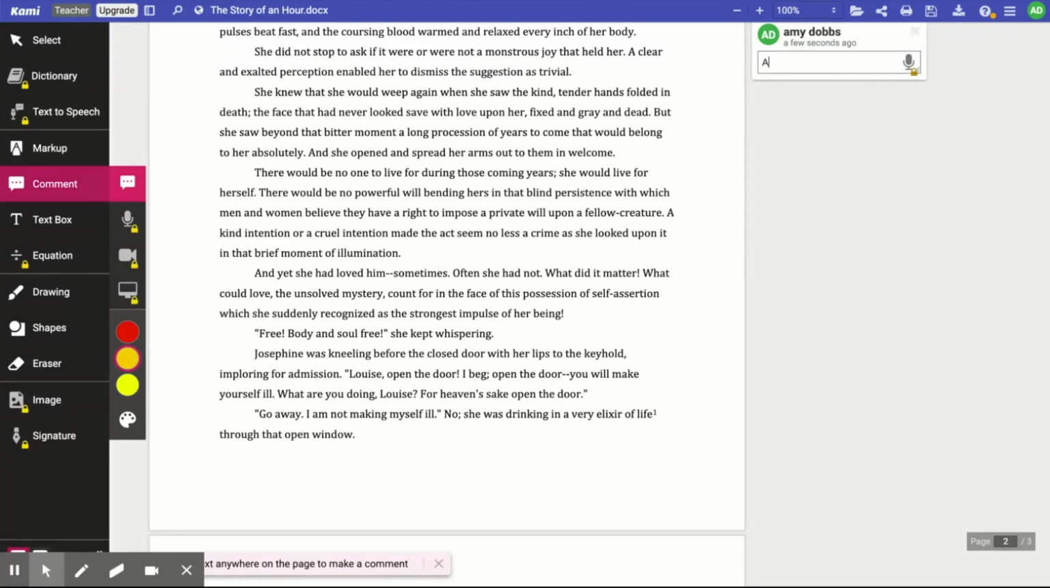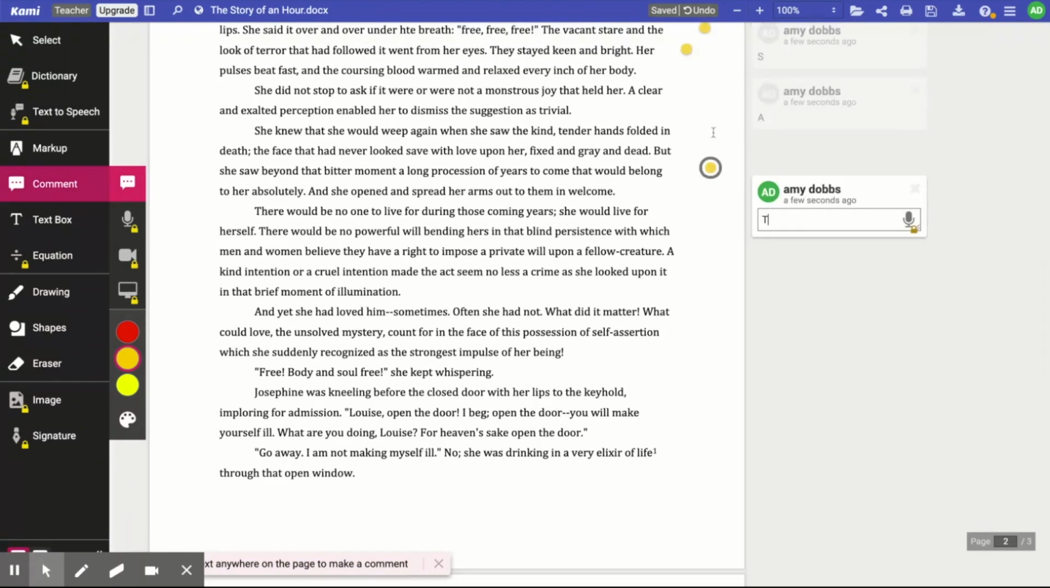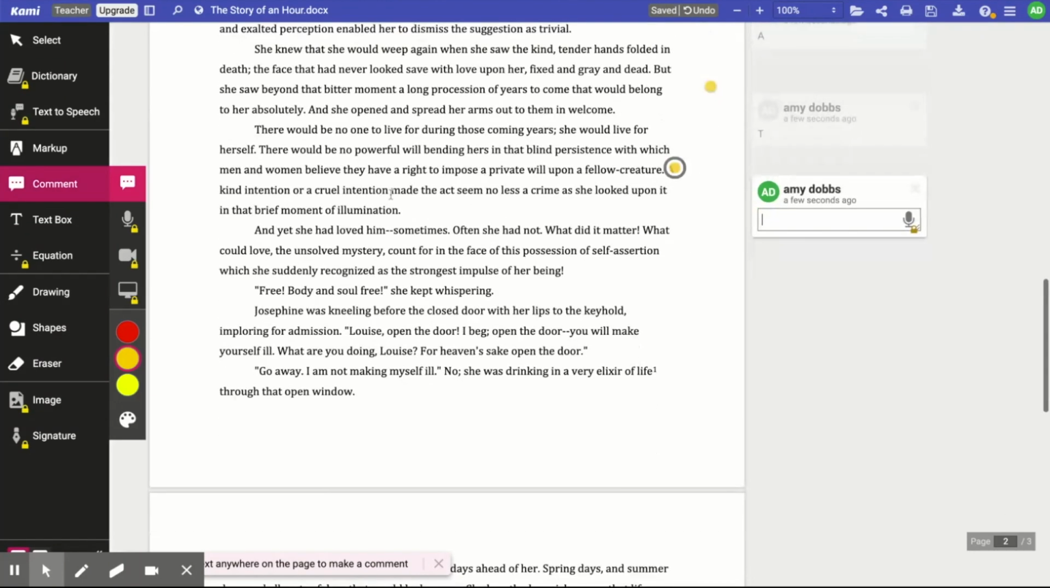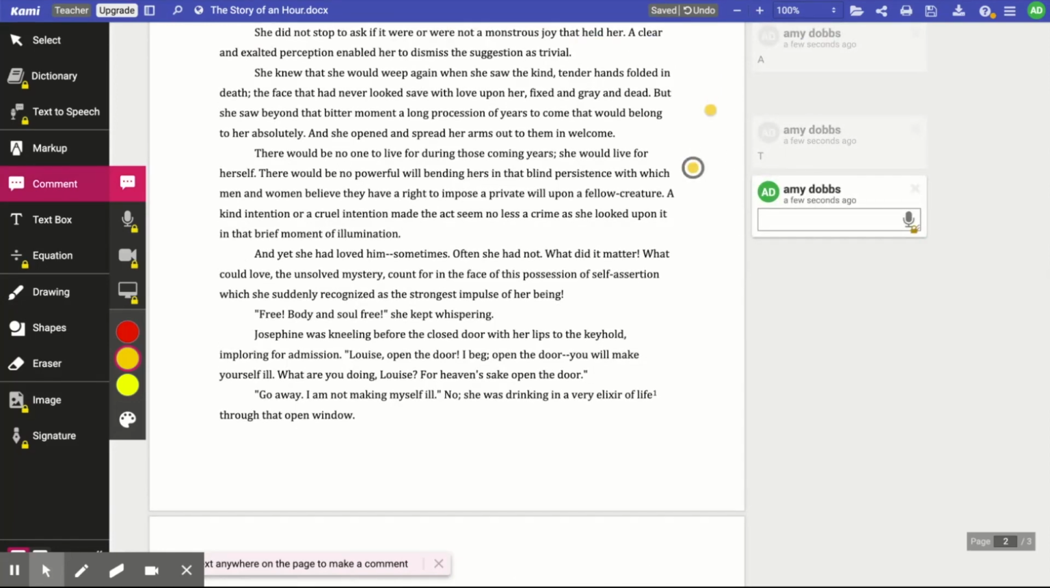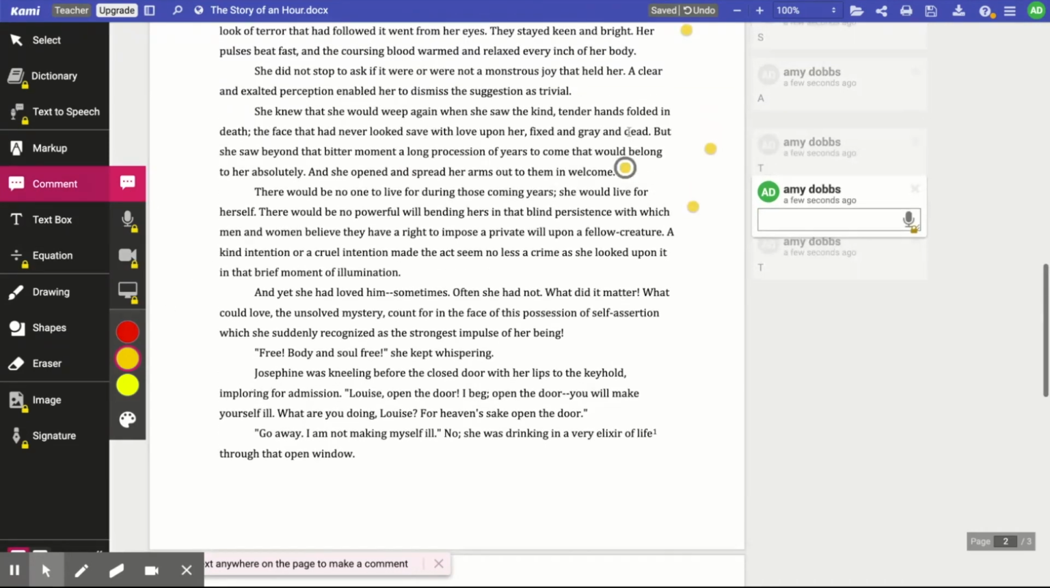All right, so here we see that she's again thinking. So we see her thoughts here, and we see her thoughts right here as well. We do see one thing that she does right here, and she opened and spread her arms out to them in welcome. So we do see that that's one thing that she actually does for actions.